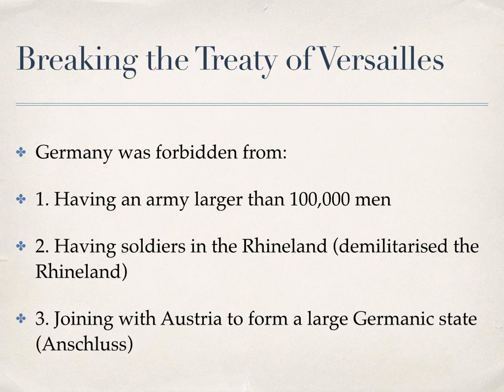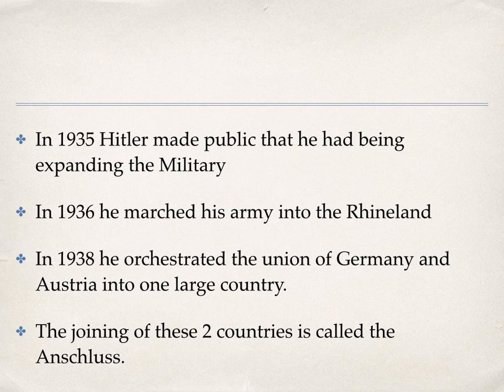So in our main categories then we have the breaking of the Treaty of Versailles. So we're going to remind ourselves what it said in the Treaty of Versailles. Germany was forbidden from having an army larger than 100,000 men. It was not allowed to have soldiers in the Rhineland, so it's called the demilitarization of the Rhineland. And they weren't allowed to join with Austria to form a large Germanic state, which is known as the Anschluss. We also have things like reparations, but as far as foreign policy, the reparations isn't a key point that we're going to be looking at.